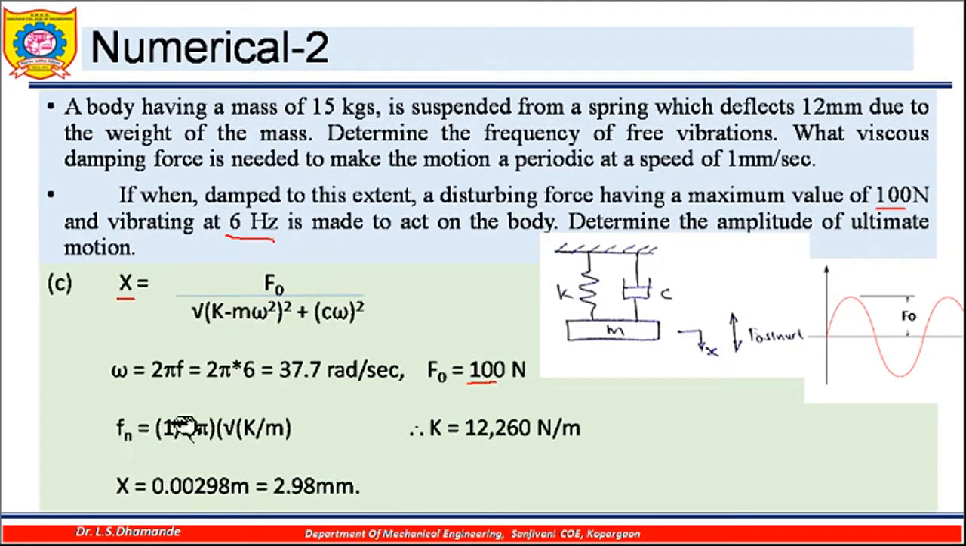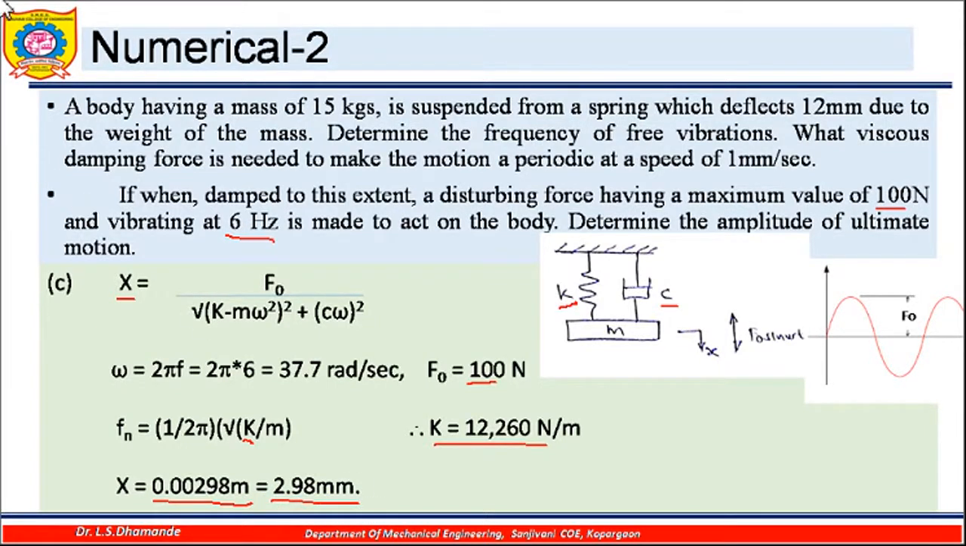So fn will be equal to 1 upon 2 pi times the square root of k by m, the natural frequency. In this case we have to find the value of k first, which is not known to us. We have c, and we are finding k. From this expression, since the natural frequency is known, k equals 12260 Newton per meter. Then when we put these values of k, m, omega, c and F0 here, we get the value of x, which is 0.00298 meter, equal to 2.98 mm.